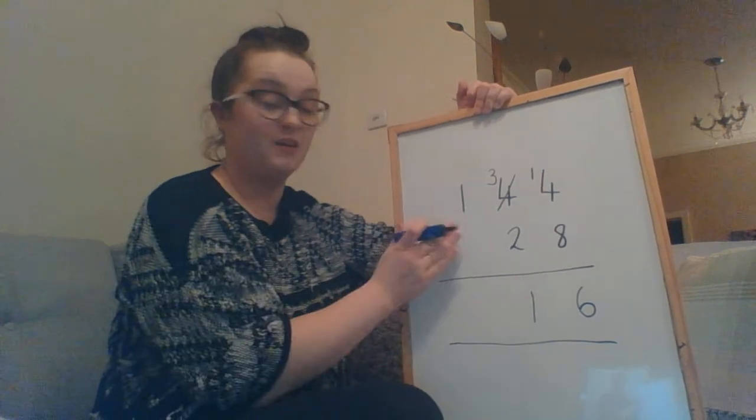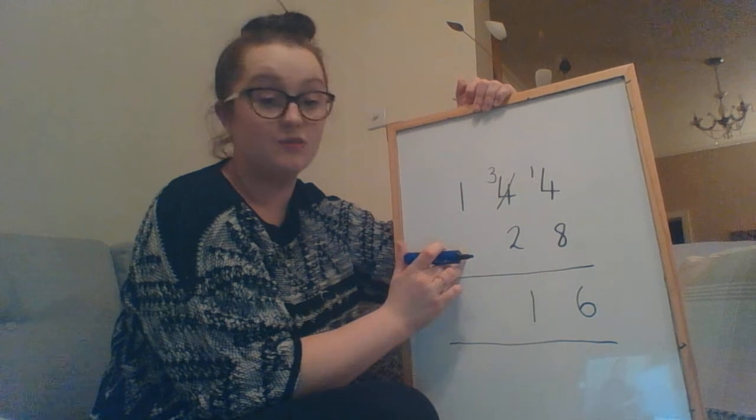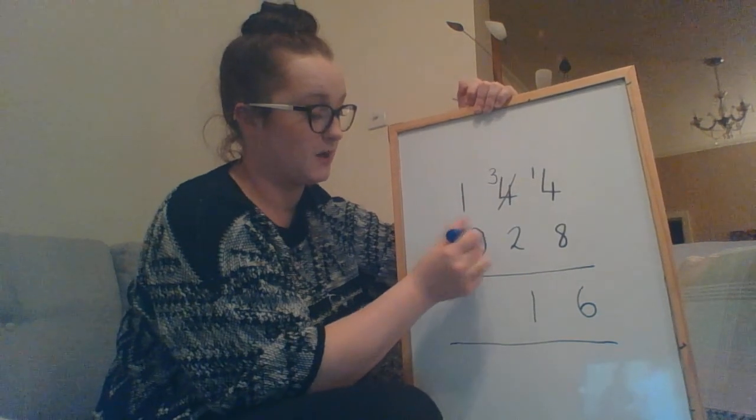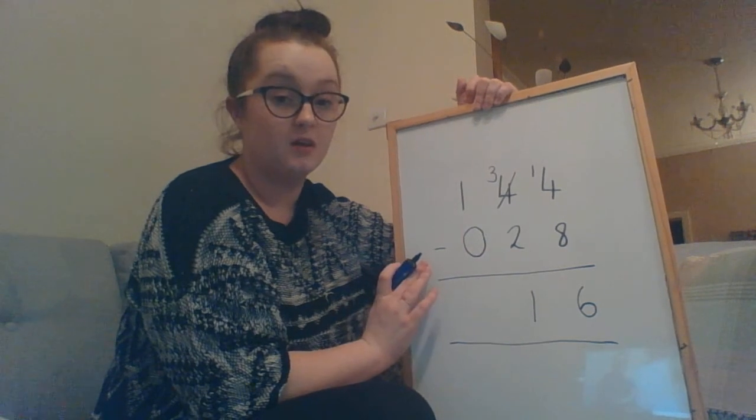And then at last I go to my hundreds column and I think there's nothing there, so I'm going to put my 0 there as my placeholder. 100 subtract 0 is 100.